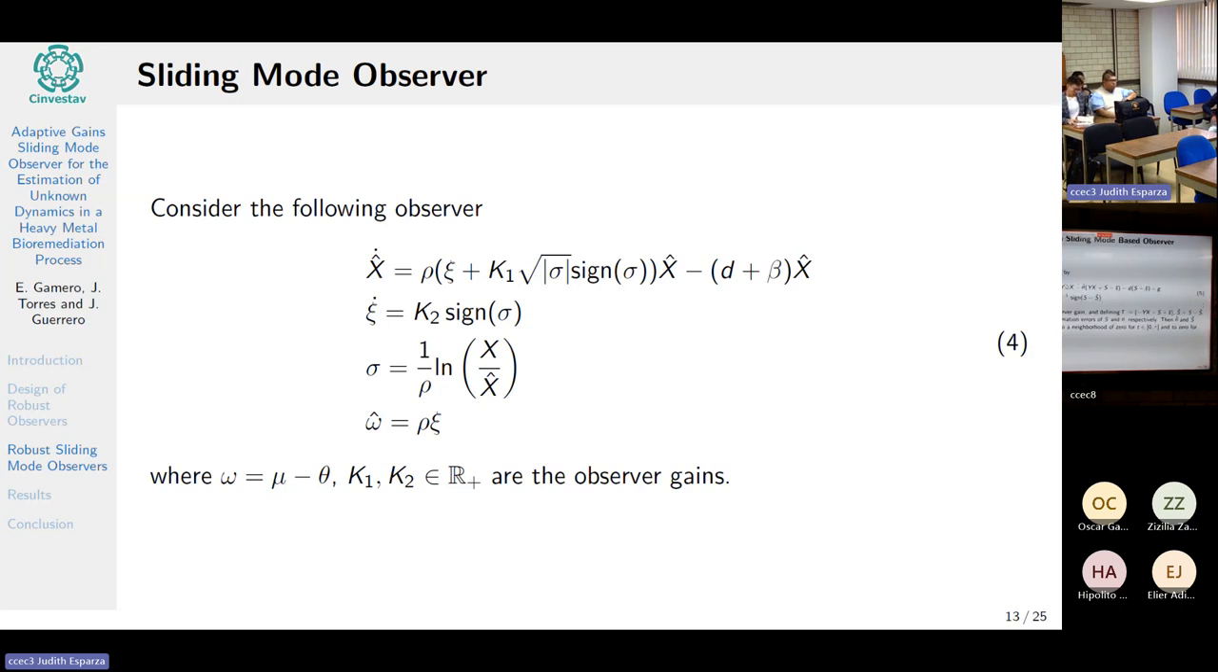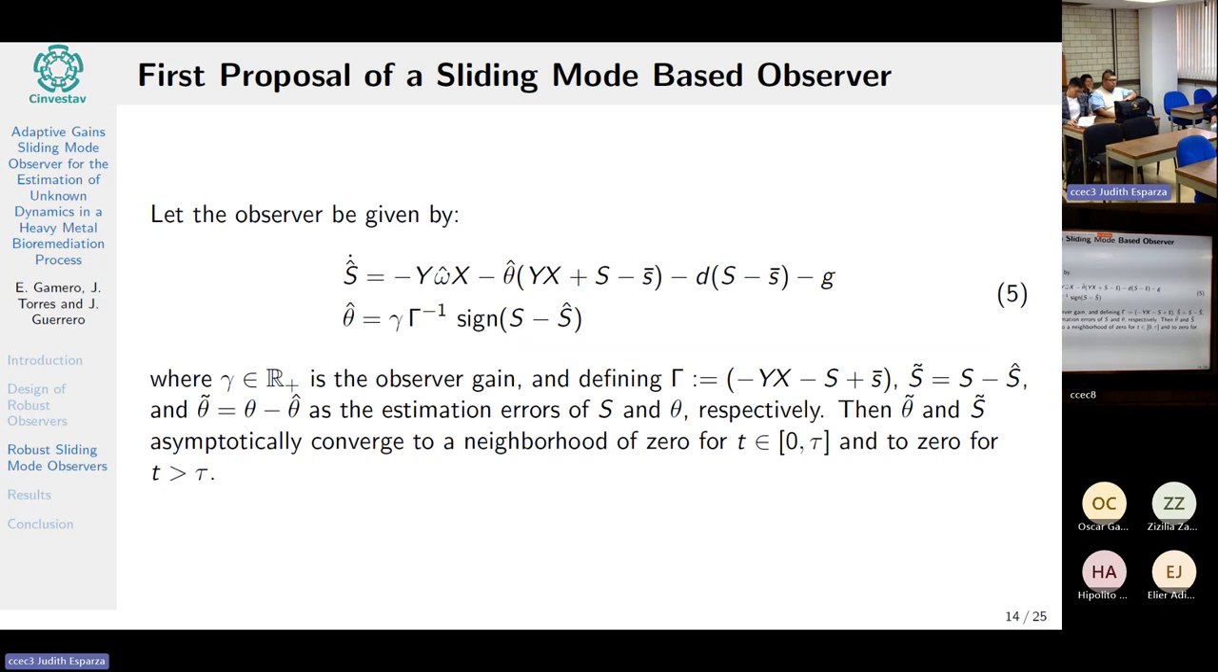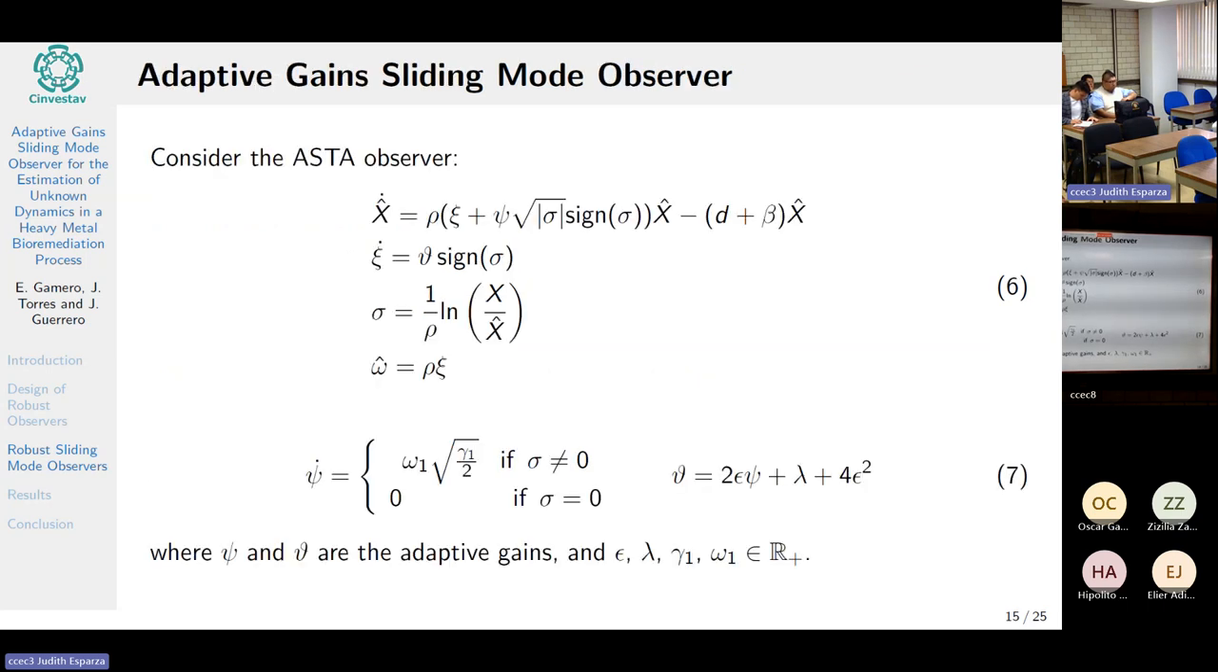We are going to propose some sliding mode observers in this equation five. In this first proposal, we have an equation for the estimation of our theta parameter that has no dynamics. So we are going to propose something later to improve these results. Of course, we want to add some adaptive gains to our algorithms, and this is our proposal. We have this C and this bar theta gains in these algorithms that have some dynamics. So we add adaptive gains to these observers, and we have some improvements.